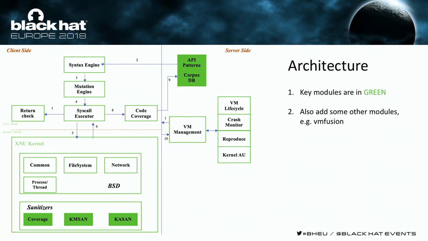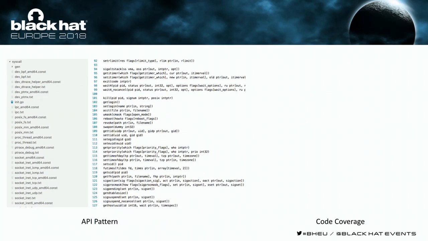This is almost the same as Google syzkaller, but the modules marked in green are the key modules, where we put our efforts. Okay, I will highlight these modules later. This is an example of the API patterns.